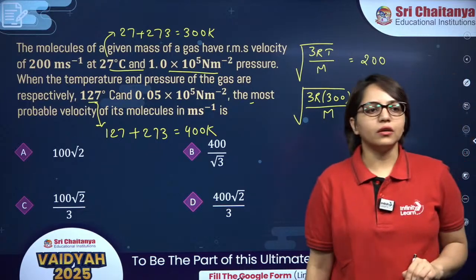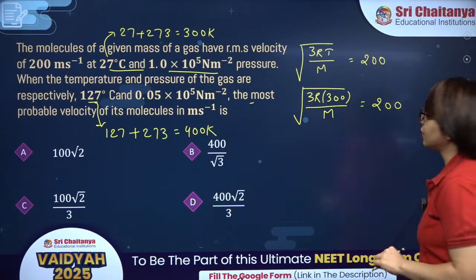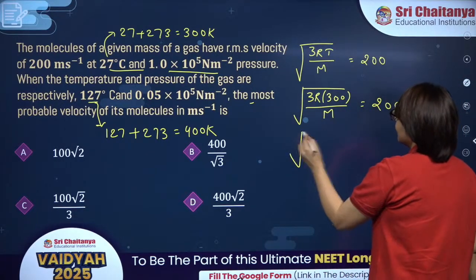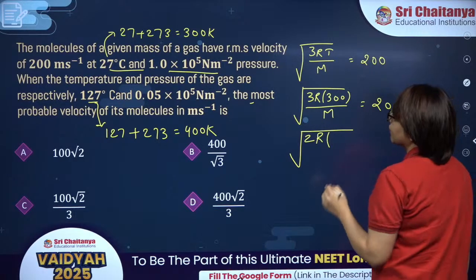Most probable speed over here is under root 2 RT divided by M.